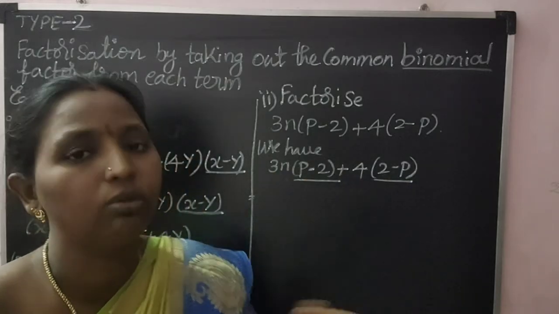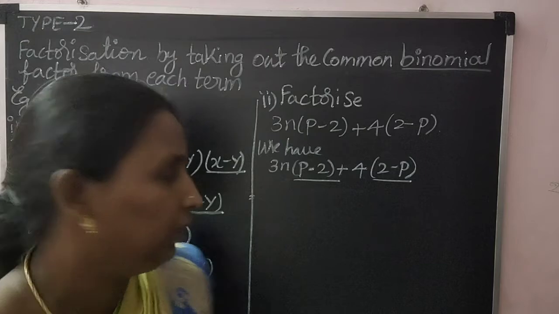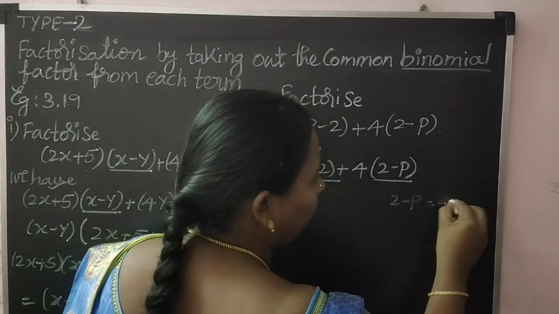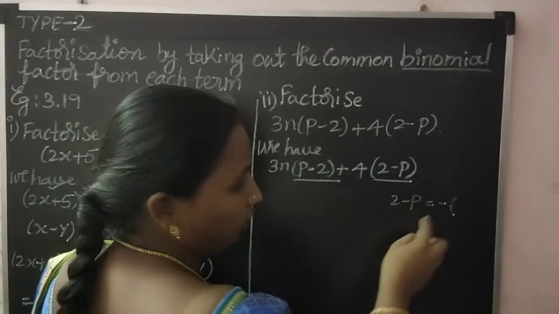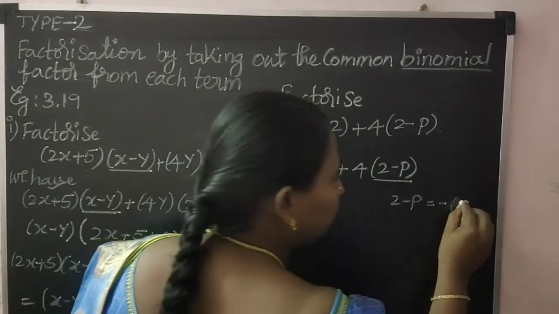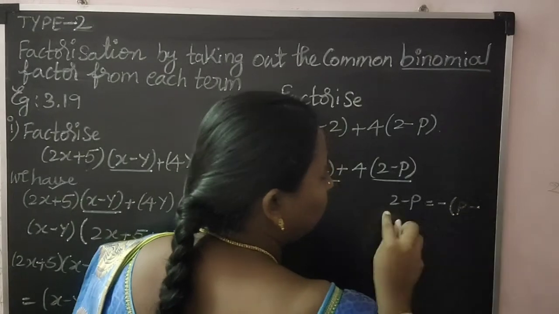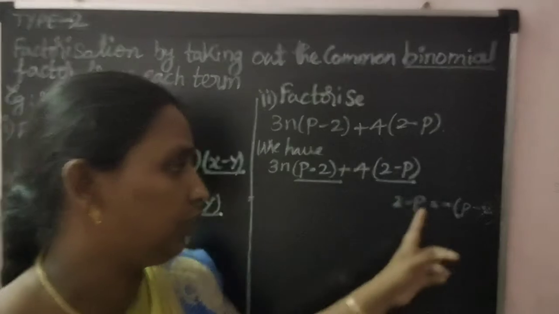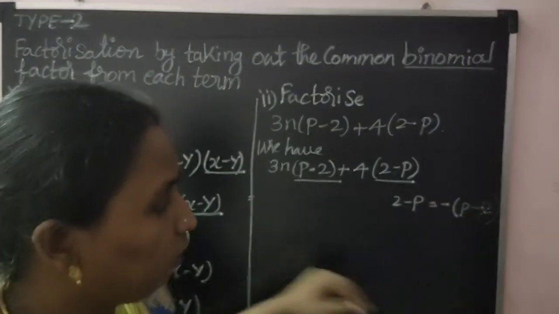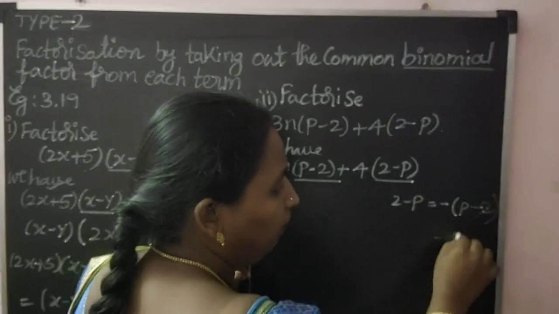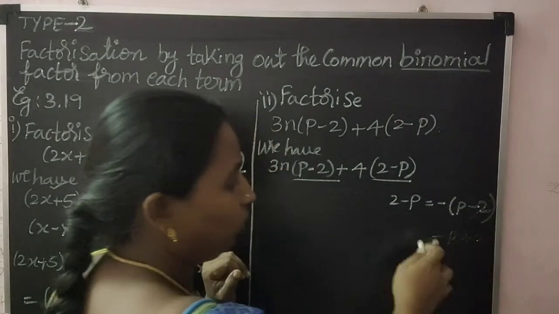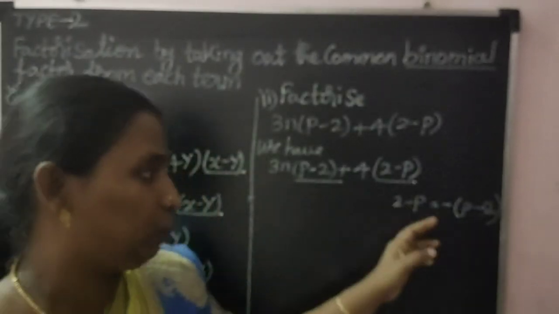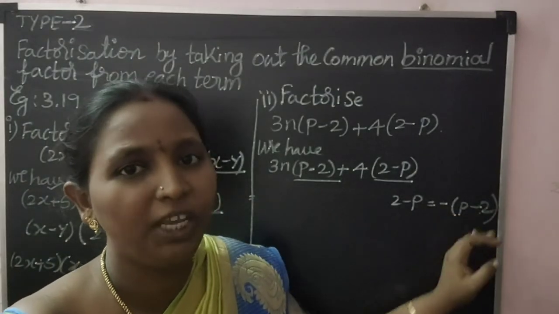How to change? Now I have to take out minus as common. So observe here, 2 minus p equals, if I take minus as common, the signs should be changed. That is, p should be plus and 2 should be minus. That is p minus 2. So minus of p minus 2. Now multiply this, what will you get? Minus p, minus into minus plus 2. So 2 minus p is the same only, no? So I am writing 2 minus p as minus of p minus 2.